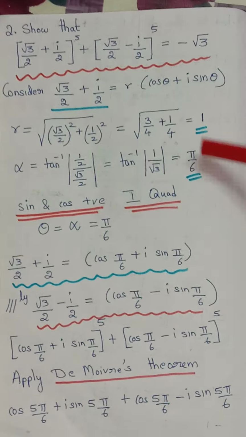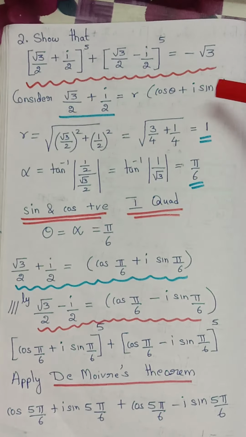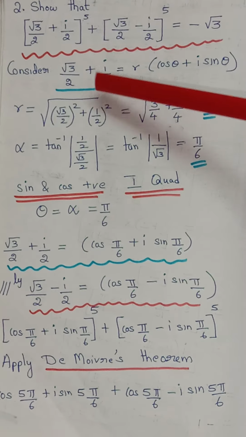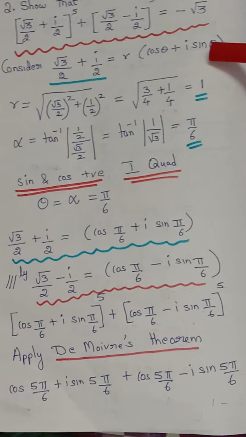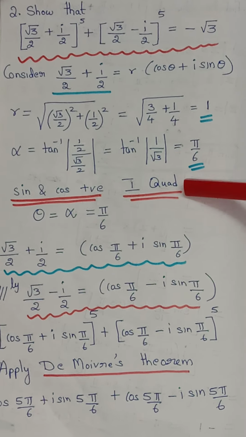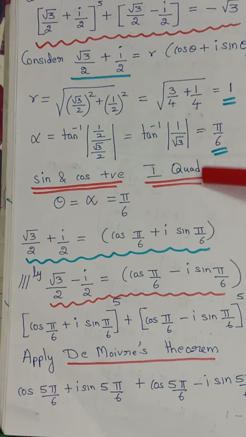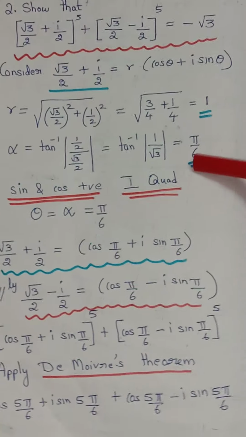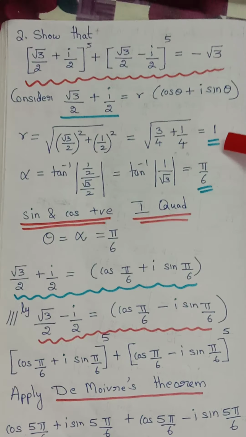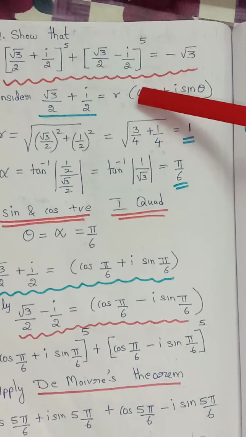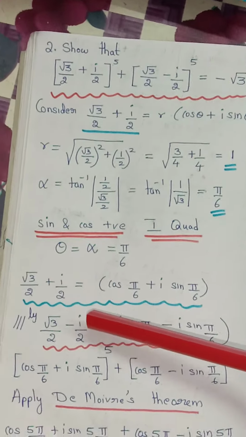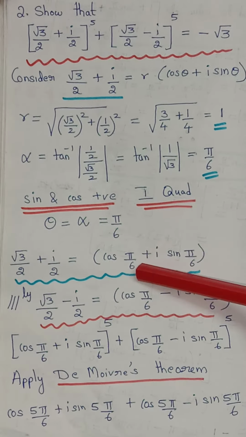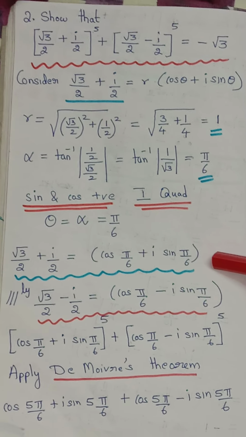So we got alpha. Now you compare, cos is positive, sin is also positive because cos is root 3 by 2, sin is 1 by 2. When sin and cos both are positive, which quadrant is it? First quadrant. So first quadrant means what is our formula? Theta is equal to alpha. But what is our alpha? Pi by 6. Now we know r, we know theta, we can substitute it here. So root 3 by 2 plus i by 2 is equal to, r is 1, so no need to write that, cos pi by 6 plus i sin pi by 6.